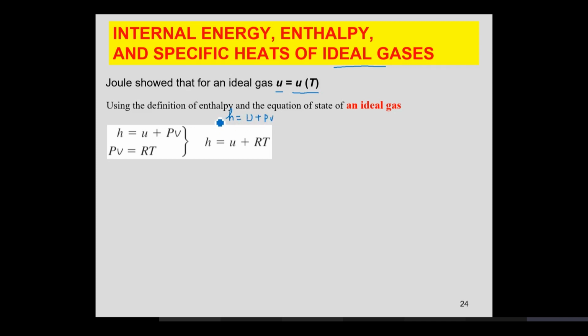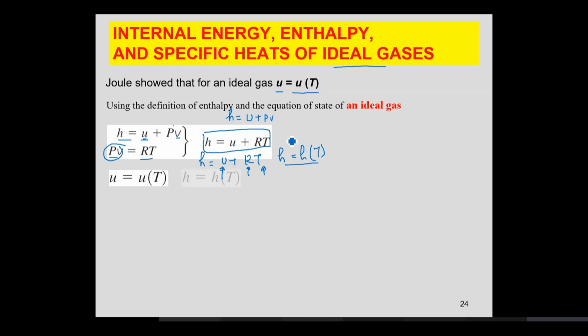Since you are representing per unit mass, I have represented small u and specific volume. And the ideal gas equation says that PV is equal to RT. Now, if you replace PV in this equation, for an ideal gas, enthalpy is equal to u plus RT. Joule showed that u is a function of temperature, R is a constant, so essentially enthalpy for an ideal gas is also a function of temperature.